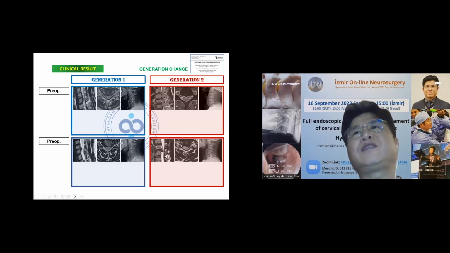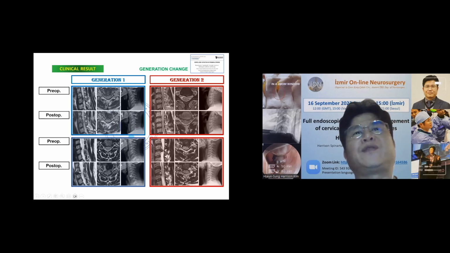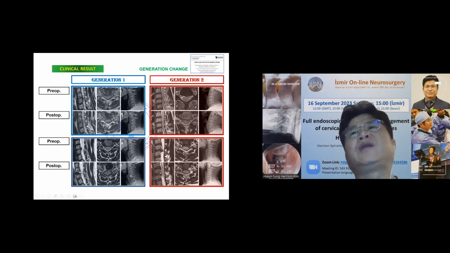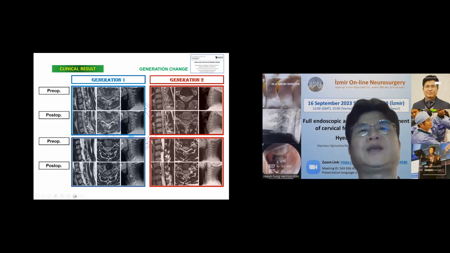Now this is a very interesting image. You can see this case and this case and this case, all look similar, but the operation is completely different. This is HDF, this is ADR. These two patients, in spite of being the same patient, received the cervical posterior foraminotomy, and the cervical motion improved more sufficiently.